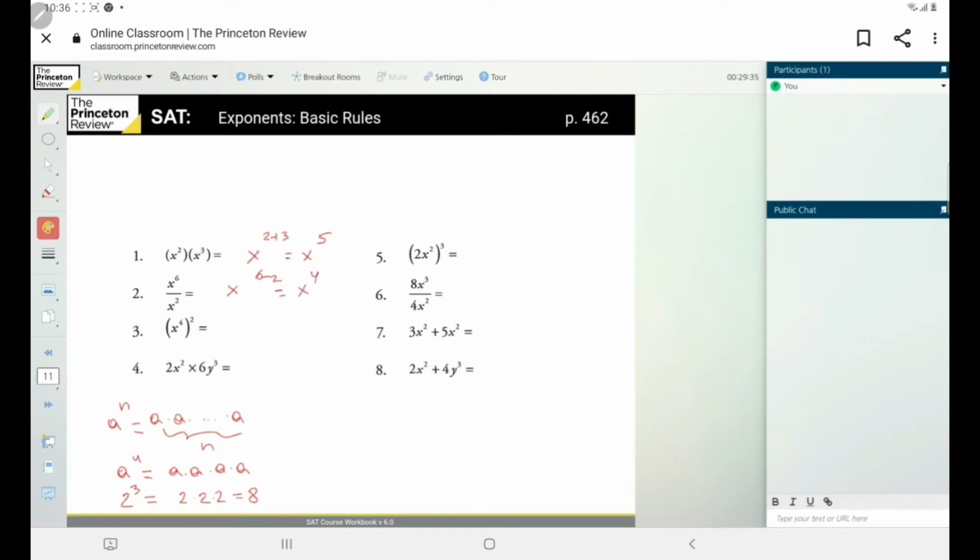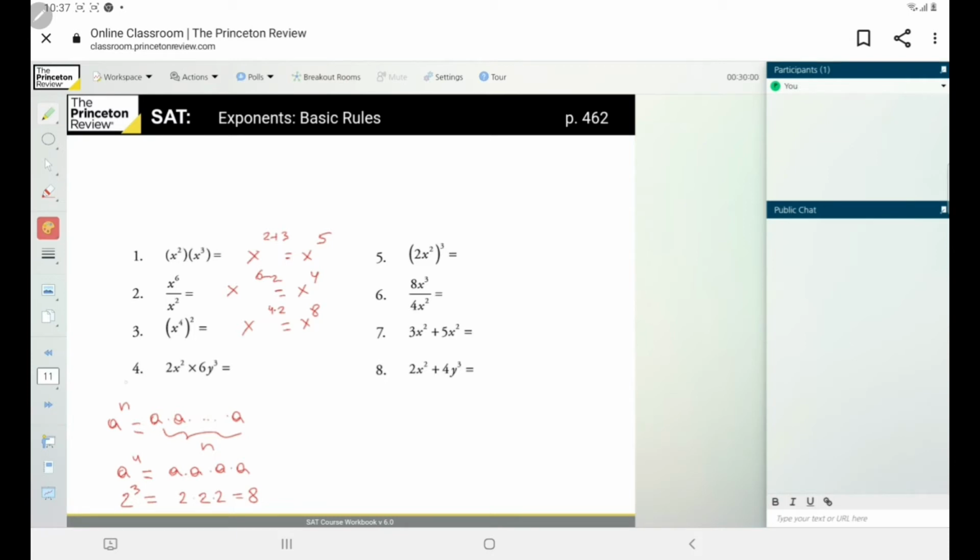The next rule is the power of a power rule. This rule shows how to solve equations where a power is being raised to another power. So again, we keep the variable the same and we multiply the exponents. 4 times 2 gives us x to the 8.